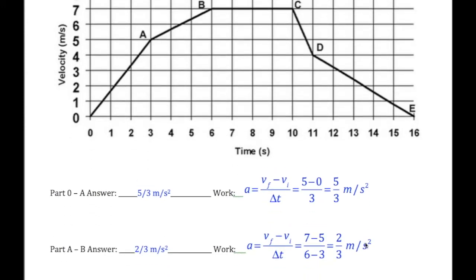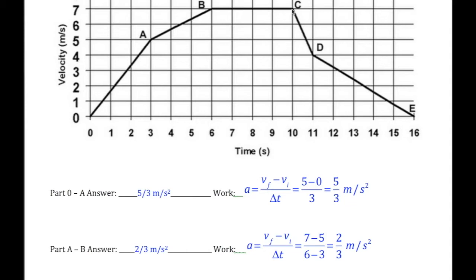The next one, from A to B, we went from 5 meters per second to 7. So 7 minus 5 is the change in speed. As far as time goes, it was from 3 to 6 seconds, so 6 minus 3, it took 3 seconds. So it took 3 seconds to go from 5 to 7 meters per second. 7 minus 5 is 2, 6 minus 3 is 3. So 2 over 3, 2/3 meters per second squared. That's the acceleration over here.